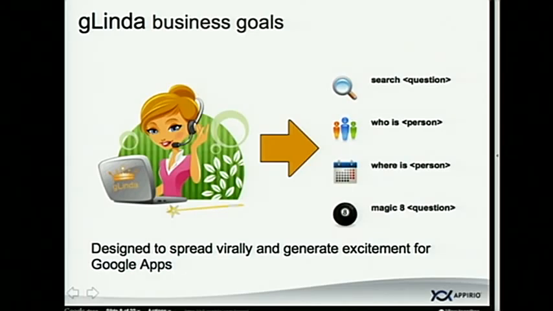And that's what we've tried to do with all of these different questions that we've set her up to answer. So you can search for information that integrates with our Google Search appliance infrastructure that's internal to Genentech, as well as Google Search. You can ask who is, of course, to get the corporate directory information. You can ask where is, and that integrates with Google Calendar to reply back what meeting that person may be in at that time. And then, just for fun, we threw in a magic eight ball question for our users. And so I'll turn it over to Matt now, and he'll tell you what's on the back end that enabled us to do this.